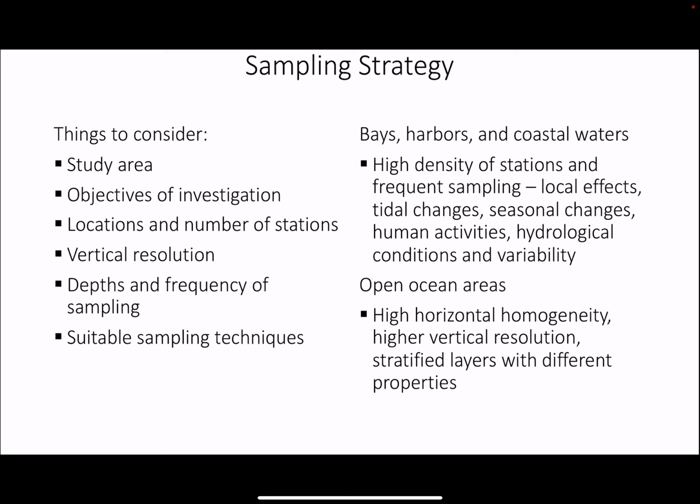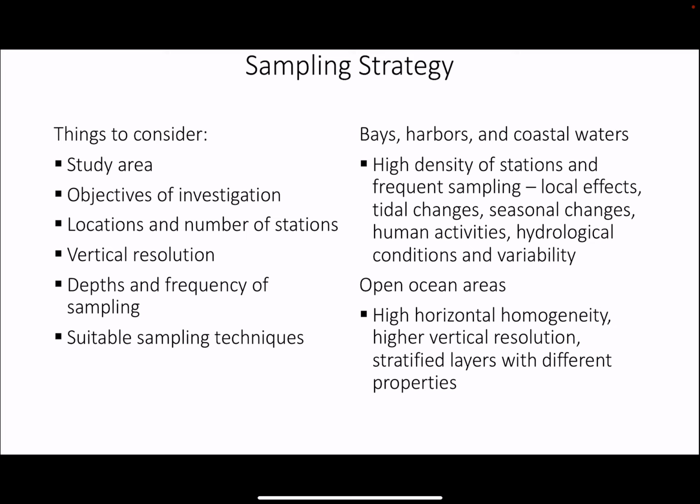A couple of things to keep in mind. So if you're in a bay or a harbor or coastal waters, like you will be for your field trip, you can usually get a high density of stations, and you can sample often because it's not difficult to get to. But you have to remember that there could be things like tidal changes, local effects, human activities, hydrological conditions, that all of these things might influence your sampling.